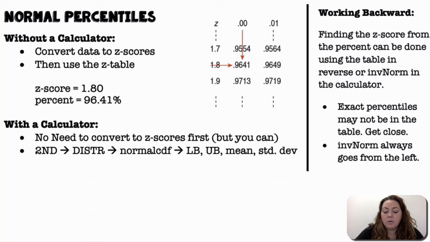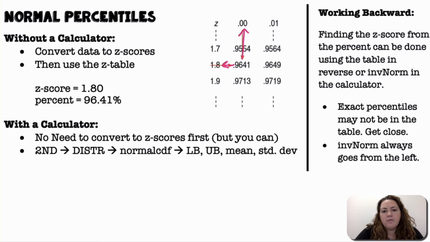If you're working backwards, finding the z-score from the percent can be done using the table in reverse. Let's say you know that the percent is 96.41. The problem with this is you don't usually get 96.41. You might get like 96, and so you have to find the one that's closest to that. Sometimes there's quite a few that are around there. So you've got to pick the closest one, and you have to look at the whole table. So it is a little bit more challenging if you're using the table method. And then you'd go out, and you would get 1.80.